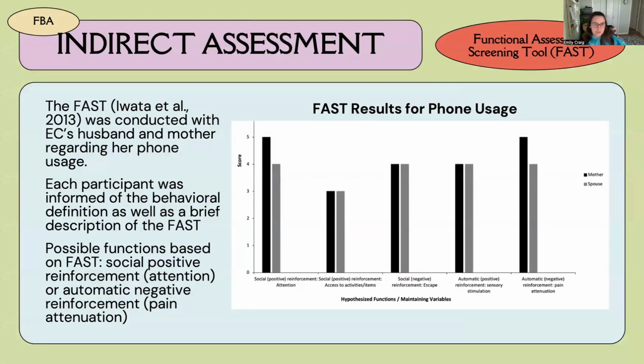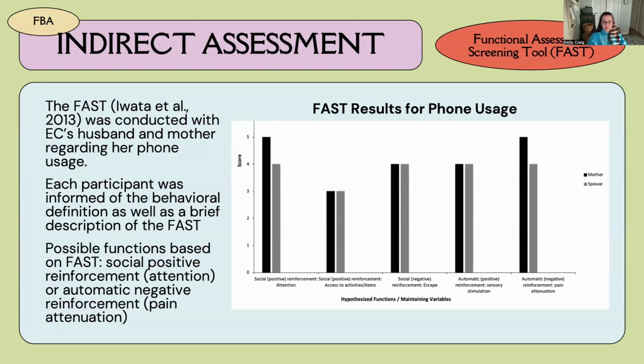Like I said earlier, I did the FAST for my indirect assessment, which stands for functional assessment screening tool. It was conducted by her husband and her mother, and we were measuring her phone usage. Each of them was explained exactly what the FAST is and what it's used to inform.